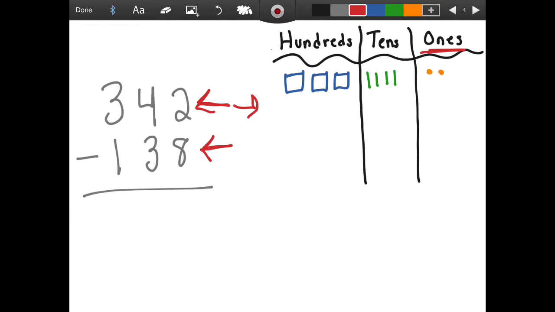We want to take 8 away from the 2 ones we have here. But we know that we can't do that because we don't have enough. We can't take 8 away if we only have 2. So we're going to call up the 10 and ask to borrow 10. He's going to say, of course. We're going to move them on over and draw them in our ones place.